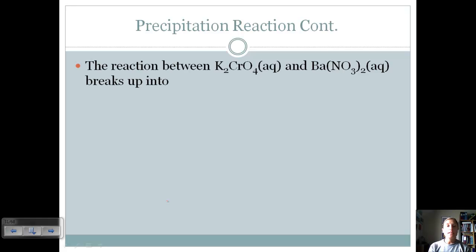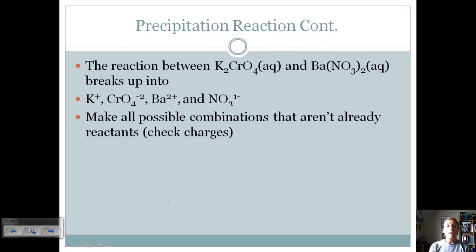So for example, let's look at the reaction between potassium chromate and barium nitrate. If they're both aqueous, that means they're all going to break up into their ions. And so that means that we have the potassium ion, chromate ion, the barium ion, and the nitrate ion.